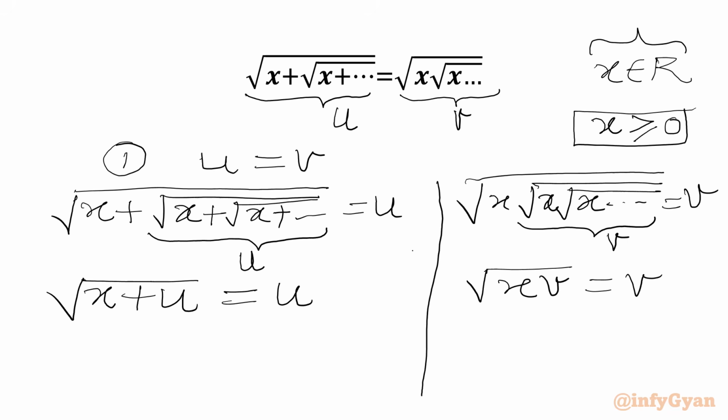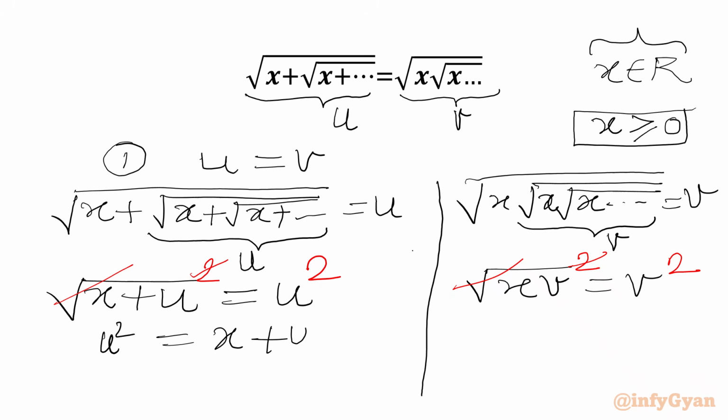Now we will be squaring both sides. So we will put part 2 in LHS and RHS. Now square root and square will be cancelled out from both the equations. We will get U square equal to x plus U, or U square minus U minus x equal to 0. Here we will write equation number 2.